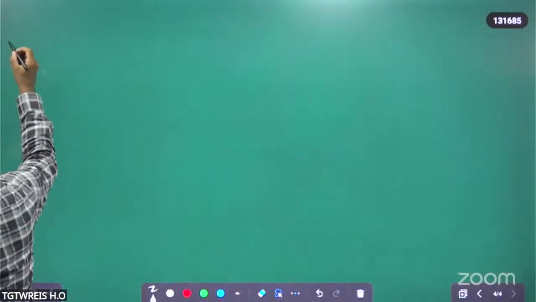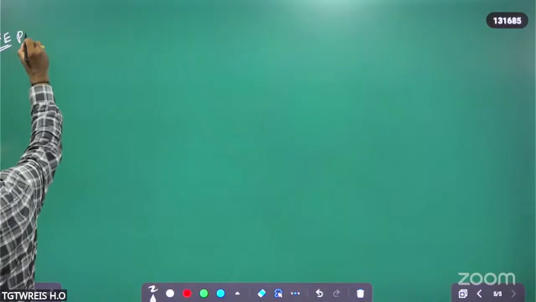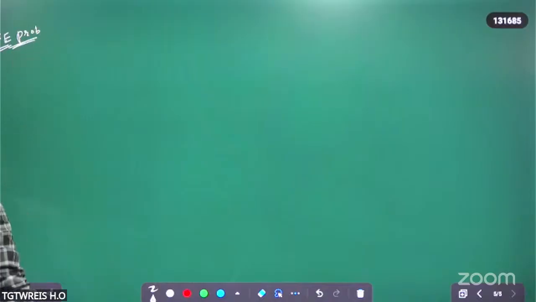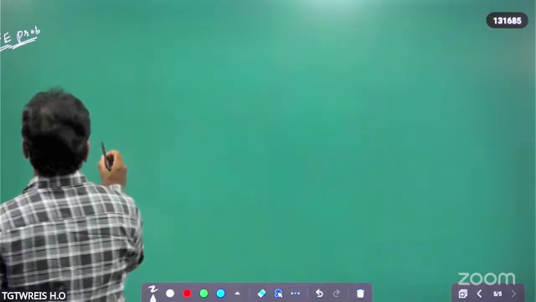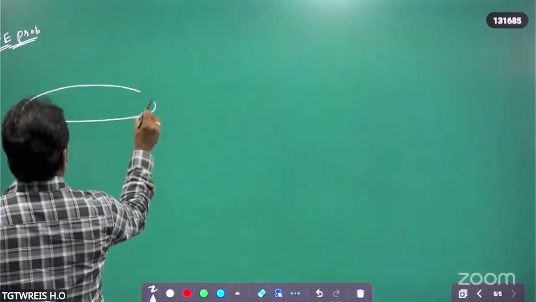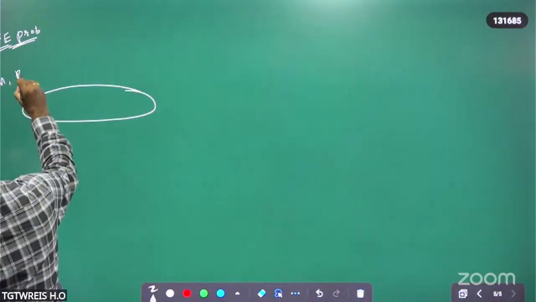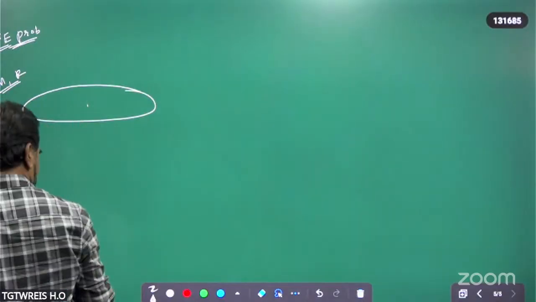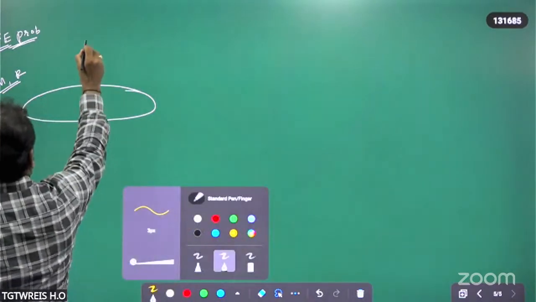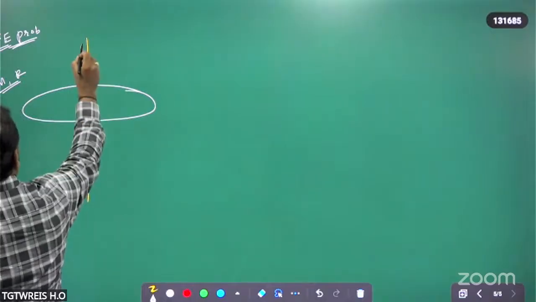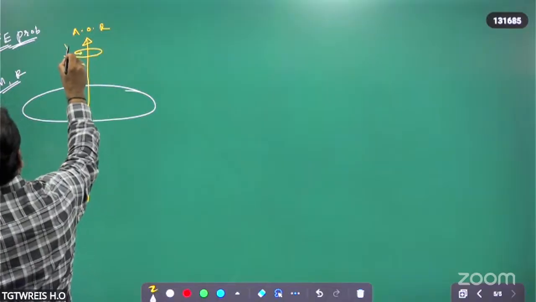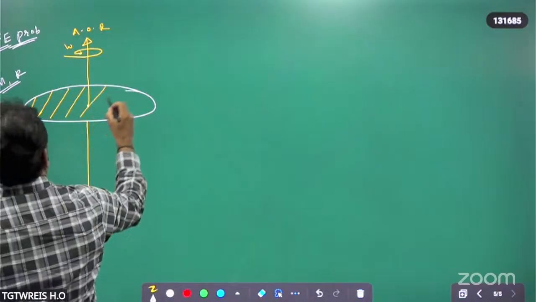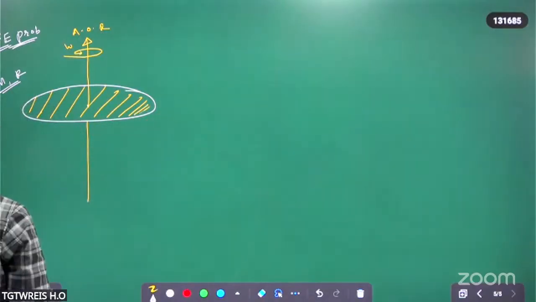Next problem, based on the concept of angular momentum only. This is also a JEE problem. Suppose we consider a disk. Do you know a disk? This is a disk. It has a mass m and radius r, and it is rotating with an angular velocity omega about this axis of rotation. Okay, is it clear?